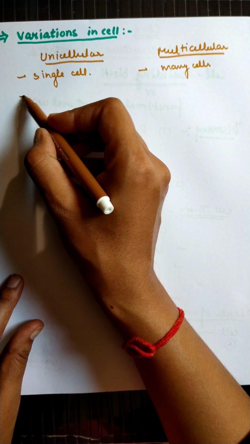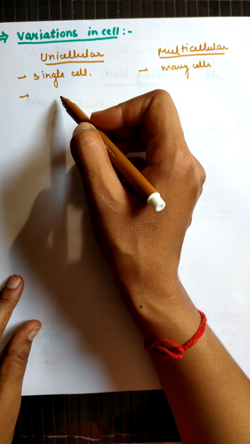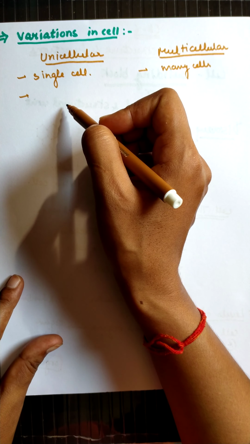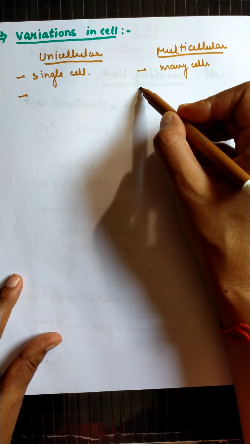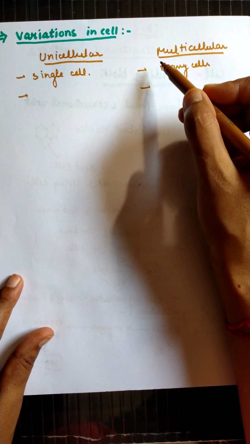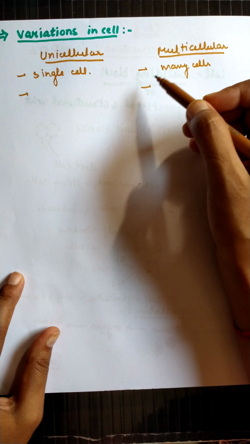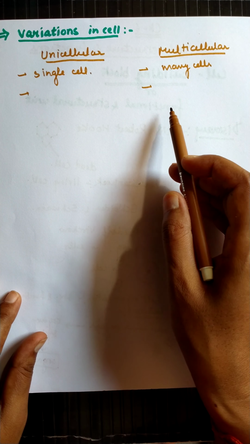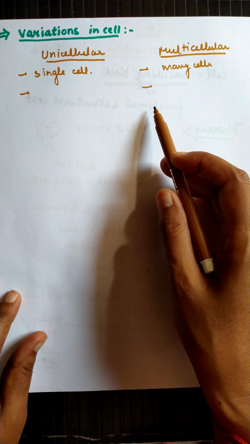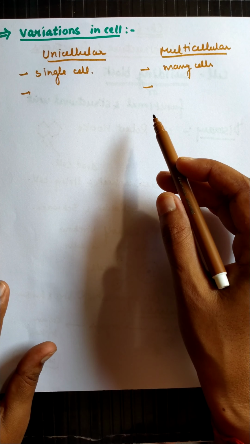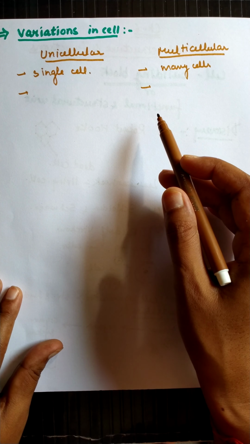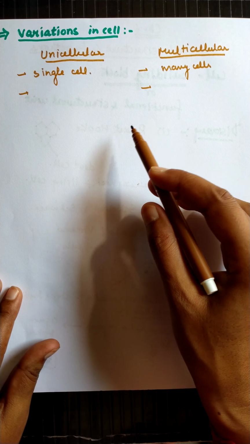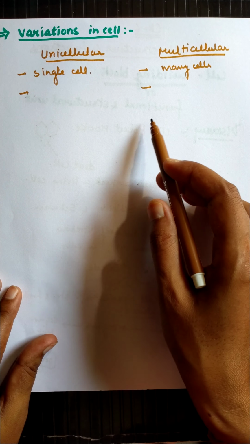So if one cell is there, then only one cell is responsible for performing all the functions in the body. But here different type of cells are there, so they can perform different type of functions. All the functions of the body are not performed by a single cell, they are performed by different type of cells. Like nerve cells are transferring the information from brain to the body parts. Like the work of WBC is to carry out the oxygen. So all the cells are having different function.